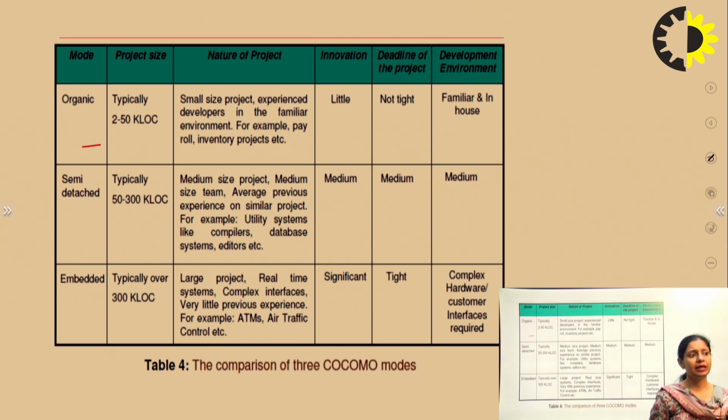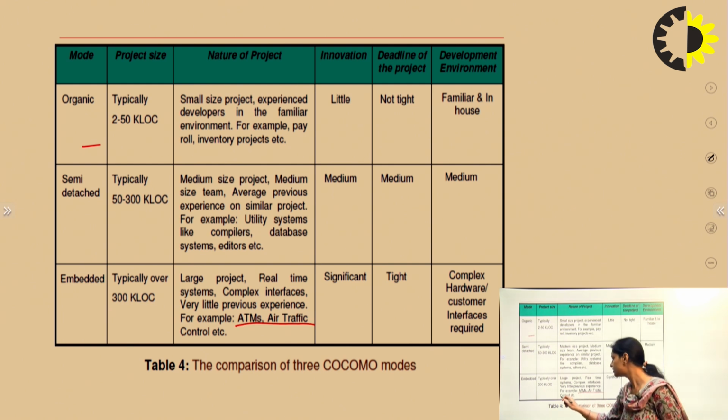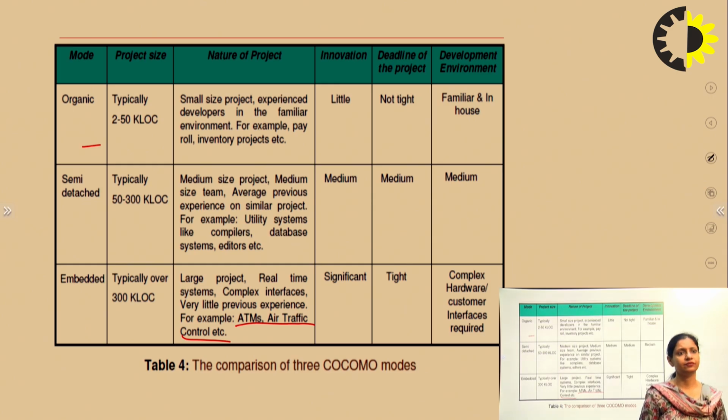Coming to the embedded one, here the typical size is above 300,000 LOC. That means we are working on large projects, because here we have complex interfaces like inclusion of the hardware as well. So the nature of the project, it is a large project where they are working on real-time systems. They have complex interfaces, very little previous experience. For example, there are ATMs, ATCs, the air traffic controls, etc., where the real-time update is very necessary, and hence the innovation needs to be done. That is the mandatory part.